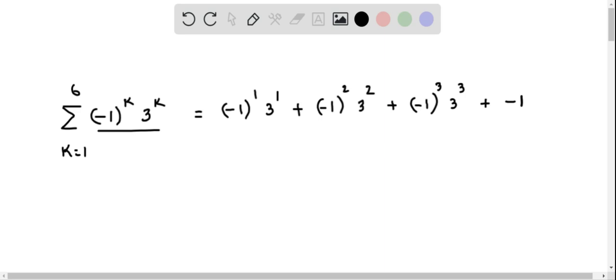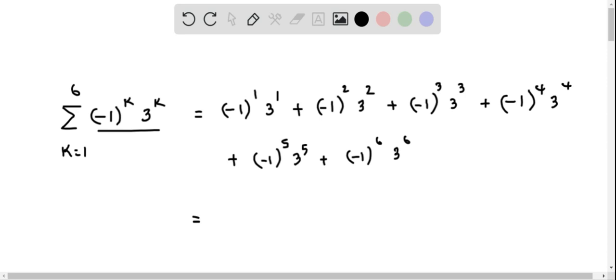So therefore I write (-1)^4 times 3^4, plus (-1)^5 times 3^5, plus (-1)^6 times 3^6. Now let's simplify and determine the sum of the sequence.